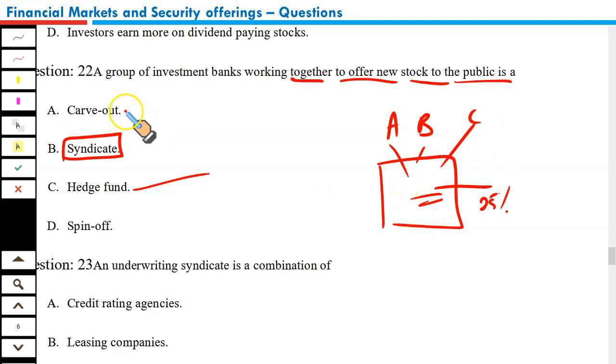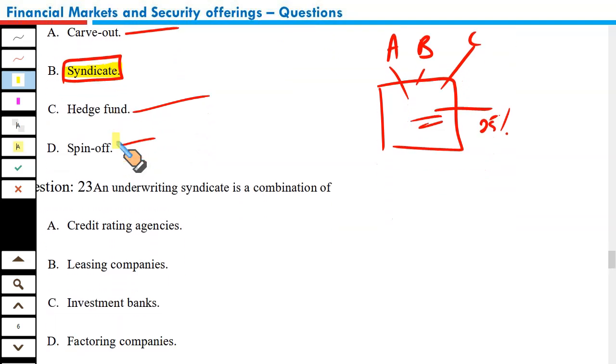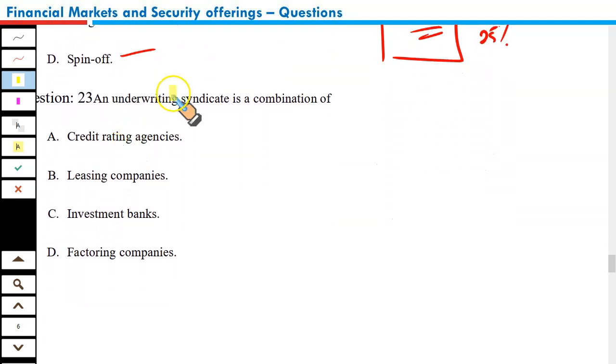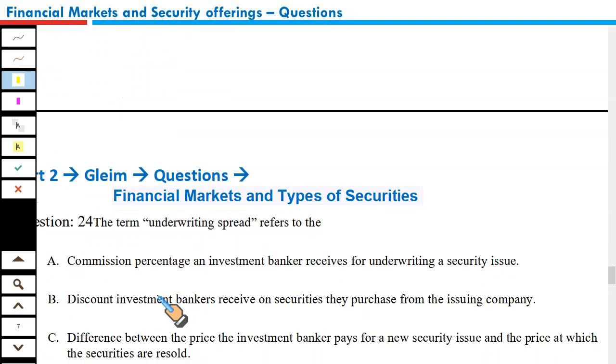Rest of it, carve out, equity carve out, is the sale of a share of a company's stock to third parties. Spin-off is when a company is broken down into smaller parts. So the correct option here is the investment syndicate. It means when an issue is large, many large investment banks combine and do this activity together. Here we go. An underwriting syndicate is the combination of investment banks, not rating agencies, not leasing companies, not factoring companies, rather investment banks, they join together.